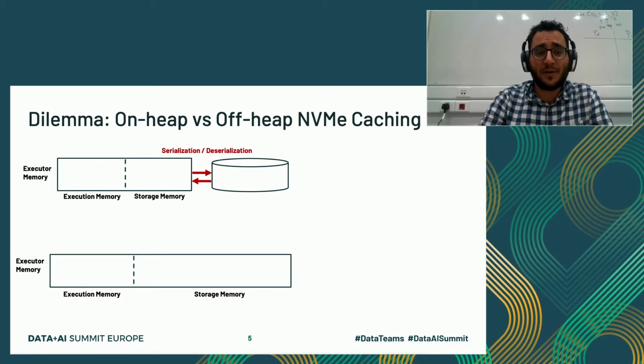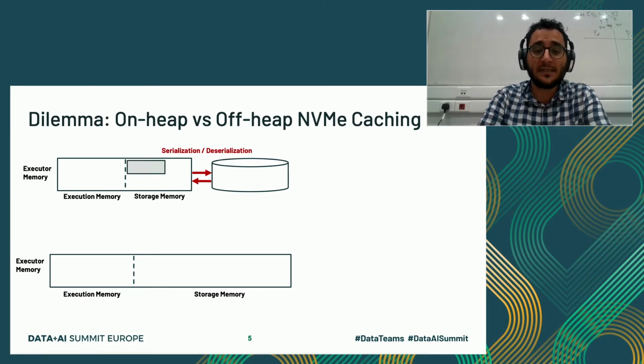Here in the top picture, we show how Spark today uses the fast storage devices. We show how the memory and disk storage level works. We have the executor memory. That executor memory is divided into two logical spaces: execution memory and storage memory. We have the storage memory as an on-heap cache, and the rest of the RDDs that cannot fit in the storage memory are serialized and located on the disk.